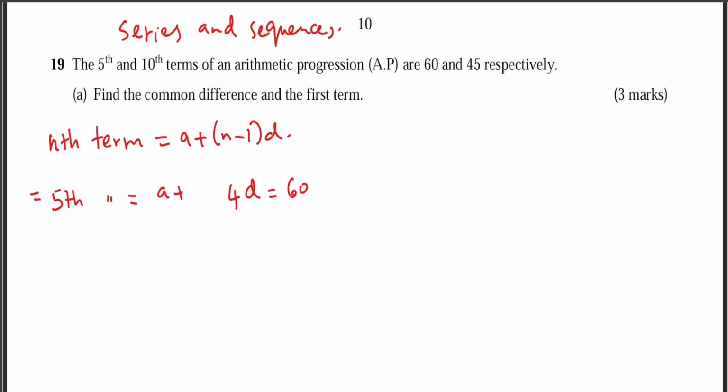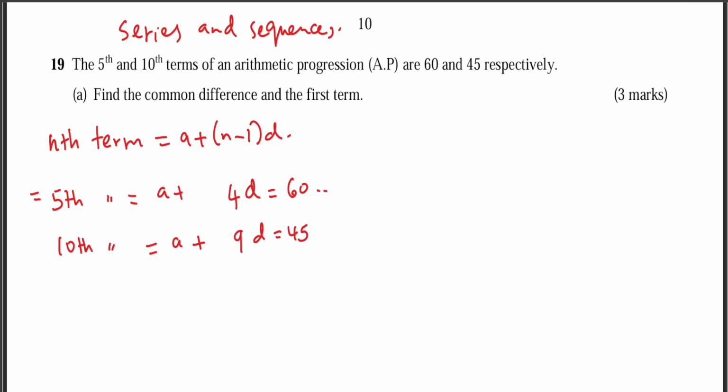Now your 10th term pia is the same thing. A plus 10 minus 1 times D equal to 45. So basically 10 minus 1 again utakupa 9, so hii ni 9D.